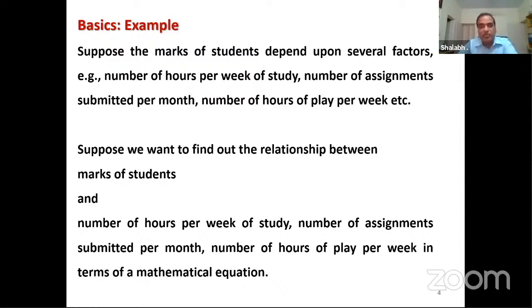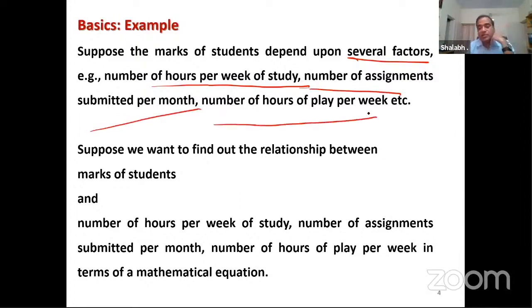So we know that whenever we are talking of the marks of the examination, they depend on several factors. I have just chosen a couple of factors which are more representative. For example, the number of hours a week of study, that is, how many hours in every week a student studies; how many assignments have been submitted every month; and how many hours the student has played in a week. And suppose we want to find out a relationship between them.